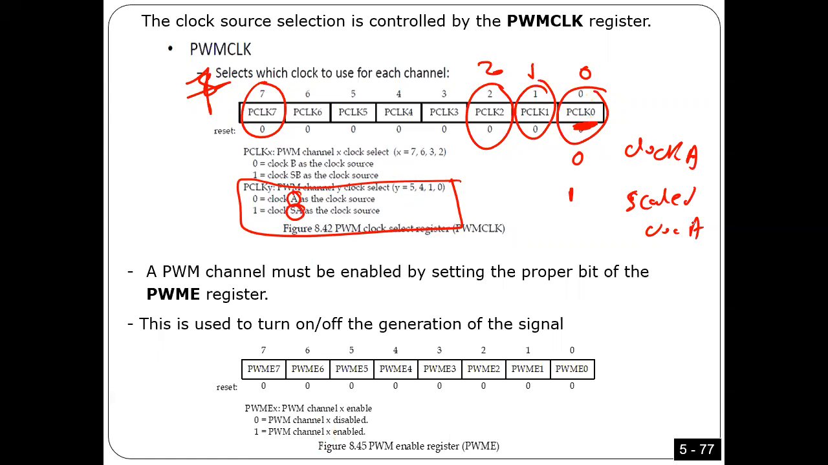So every channel has 1 bit. Using this bit, I can select for this channel whether it should get it from the clock or from the scaled clock. Is that okay?